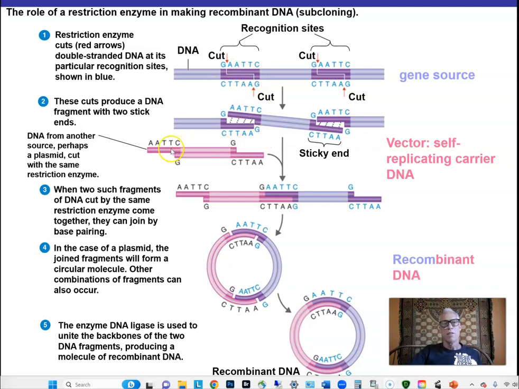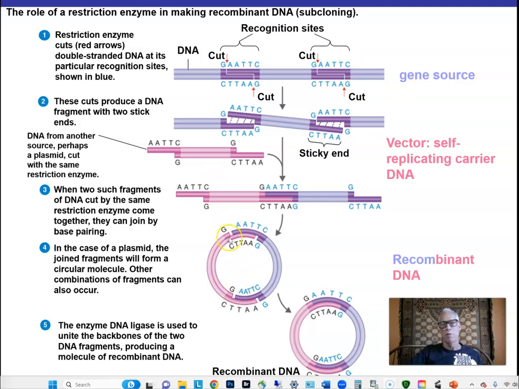And so it has these sticky ends on there. They're called sticky ends because they can hydrogen bond with complementary bases from another piece of DNA cut with the same enzyme. So we'll cut this DNA that has the gene of interest in it, the gene source, and we'll cut a plasmid of interest.